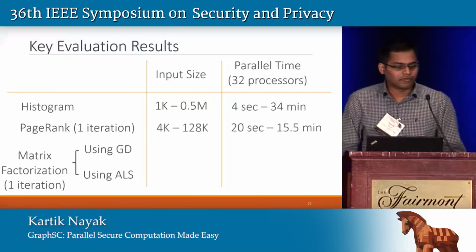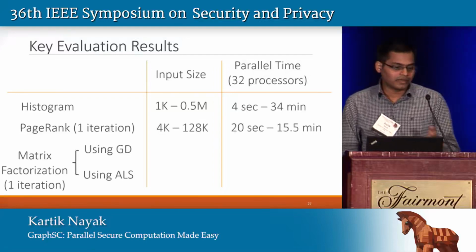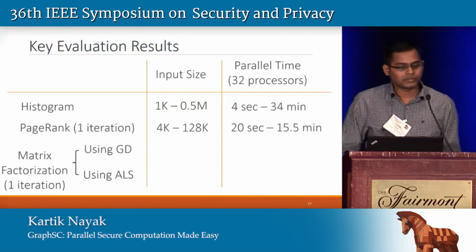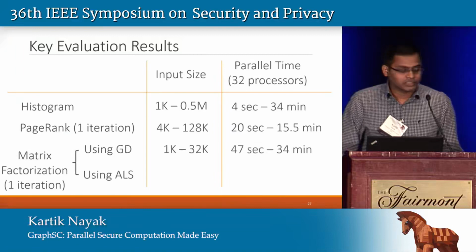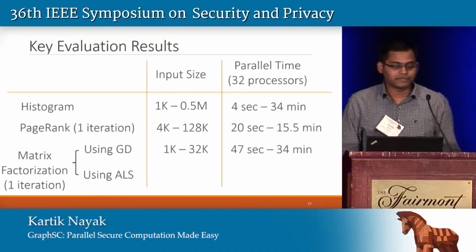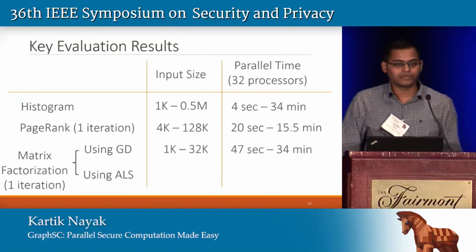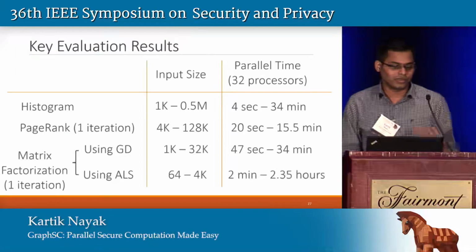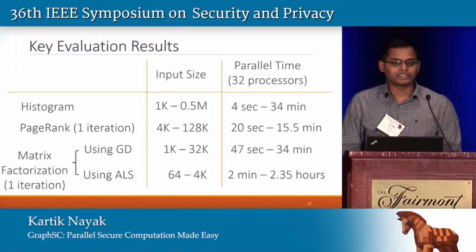For PageRank, for one iteration and an input size of 128,000, it took us less than 16 minutes. For matrix factorization using gradient descent, for an input size of 32K, we could do it in less than 34 minutes, whereas for alternating least squares, for a reasonable size, we could do it in less than 2.5 hours.